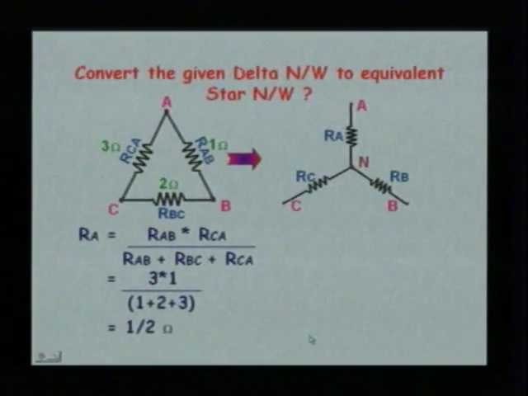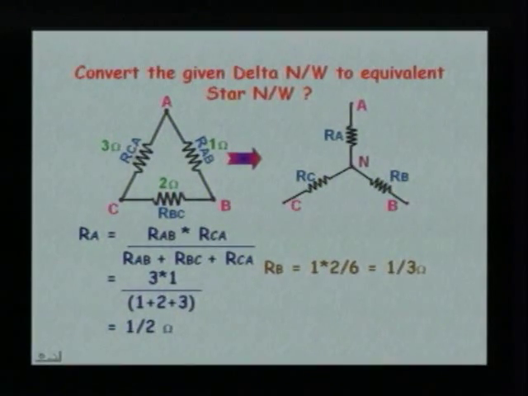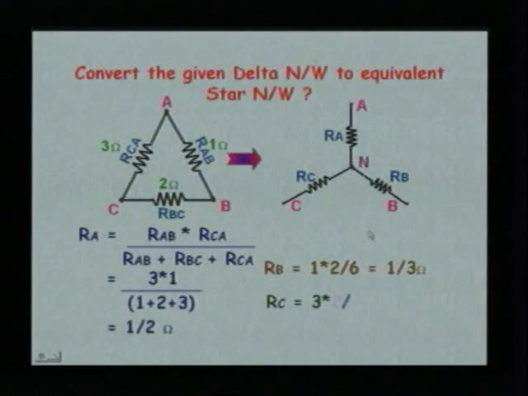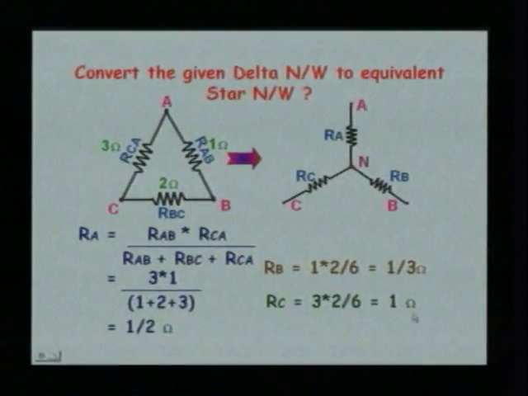Likewise, we can find RB as well. What do you mean by RB? RB is this, meaning we have to multiply RAB and RBC, 1 into 2, by the total sum, which is 6, which comes to 1 by 3 ohms. Likewise, RC: we want RC, RC is equal to 2 into 3 divided by 6, which is equal to 1 ohm.